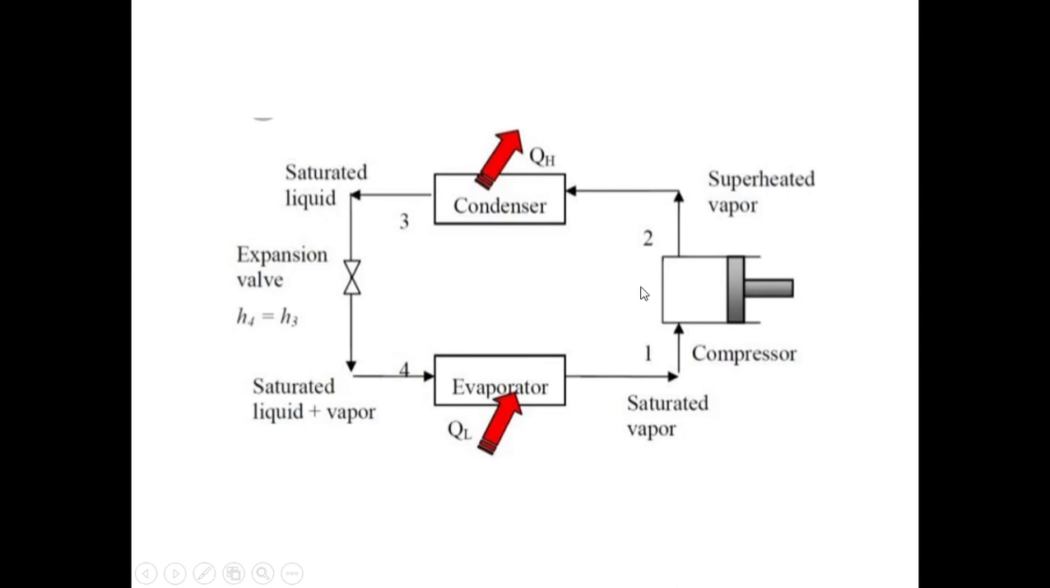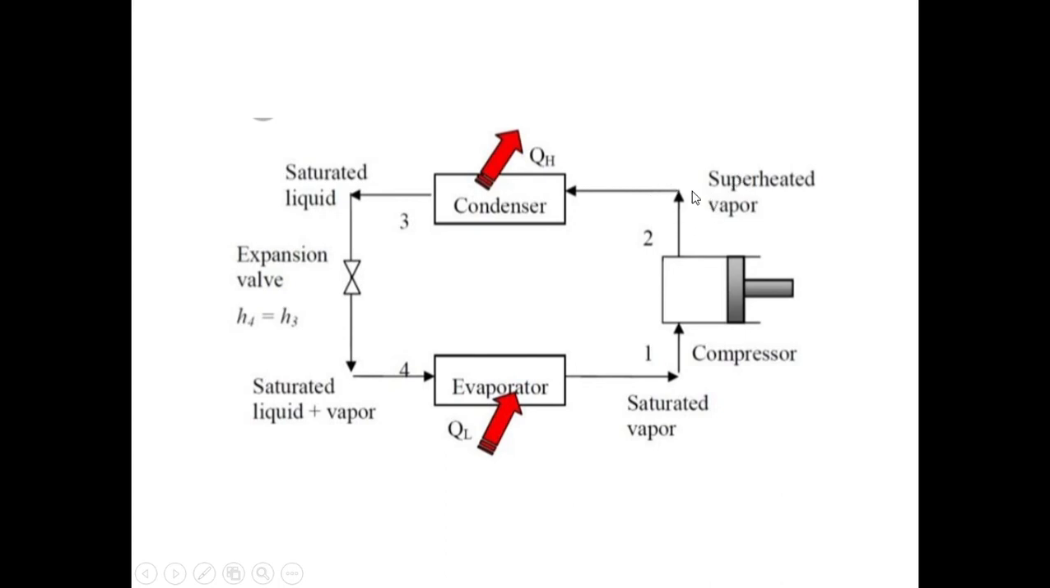Now this is again the vapor compression refrigeration cycle. I'll explain this diagram once more. Here you have a saturated vapor after the evaporator. So the vapor refrigerant enters into the compressor. This compressor compresses that refrigerant to a high pressure, high temperature vapor refrigerant. So that is called superheated vapor.